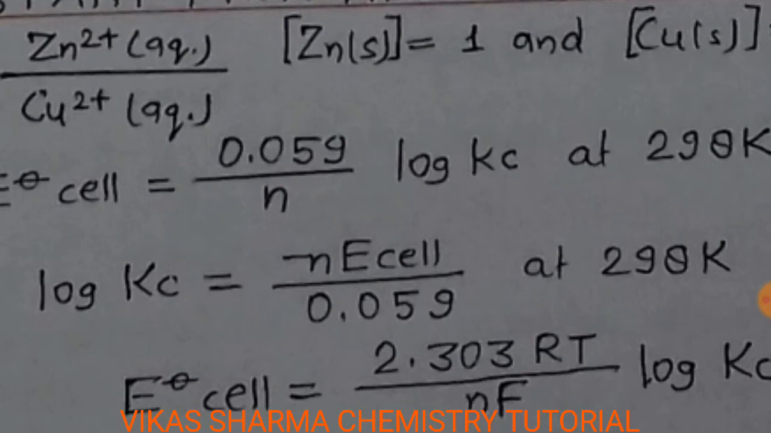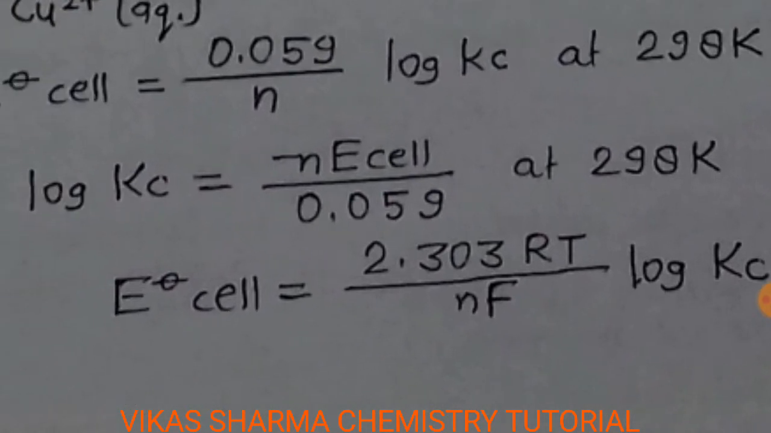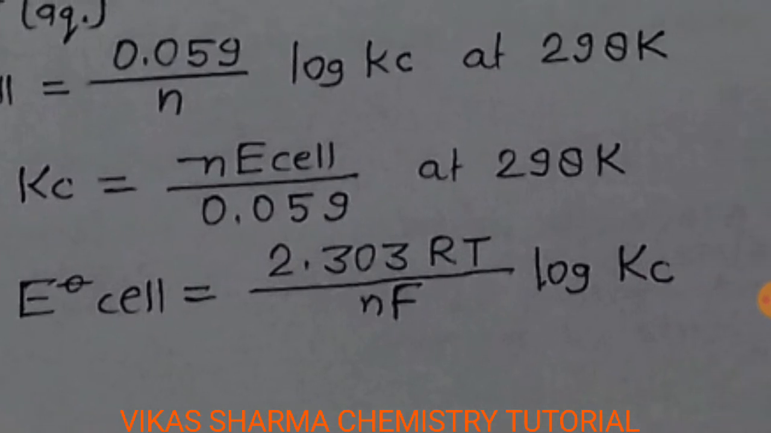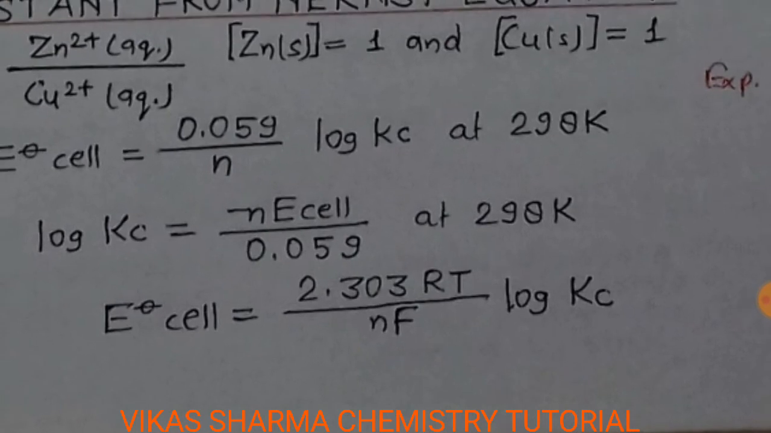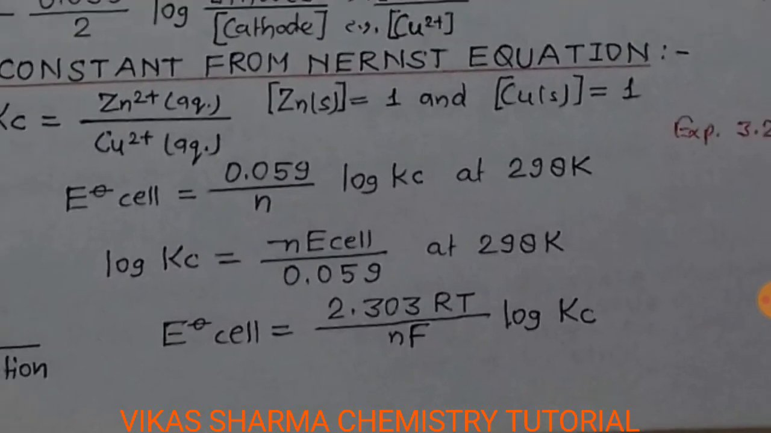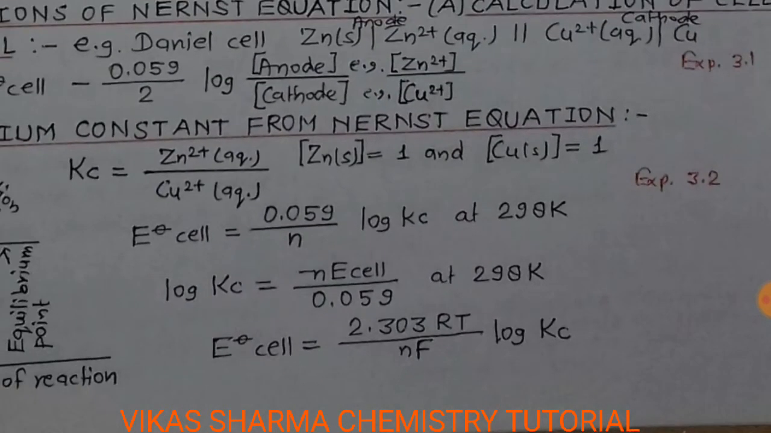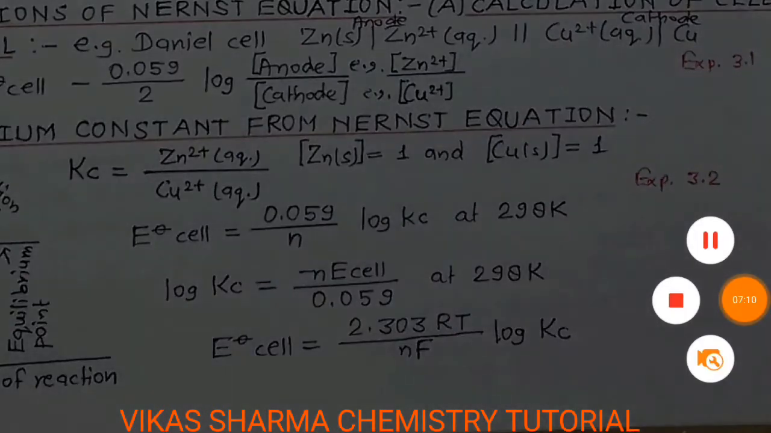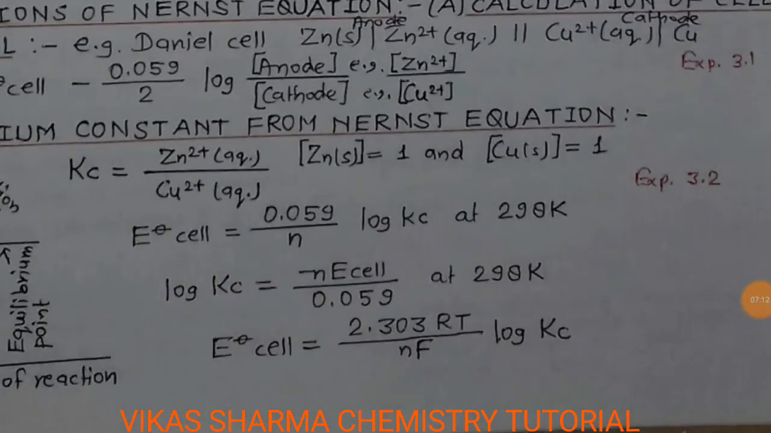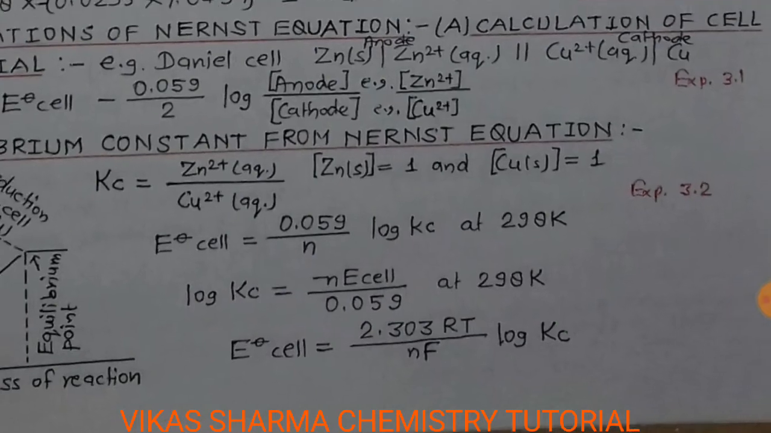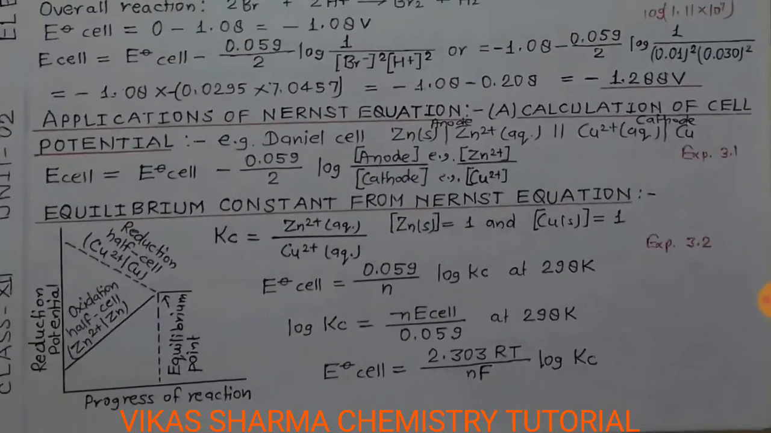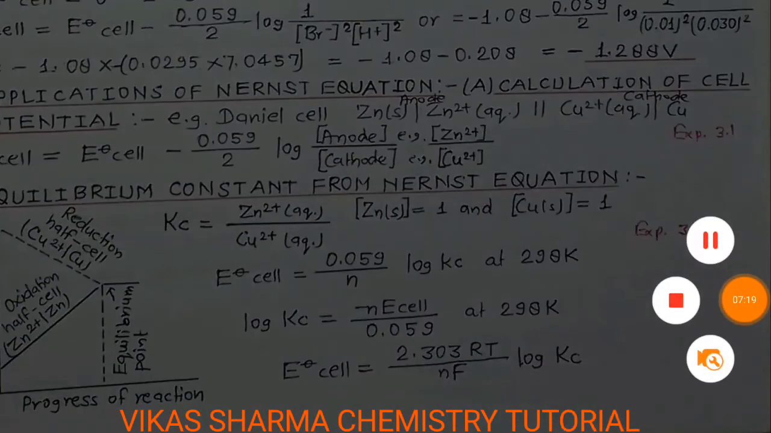So log Kc is equal to n E° cell divided by 0.059 at 298 Kelvin, or E° cell is equal to 2.303 RT divided by nF, times log Kc. So these are the three equations you use in the equilibrium constant Nernst equation modification numericals. Student, in the NCERT book, examples 3.1 and 3.2 are totally based on this point.